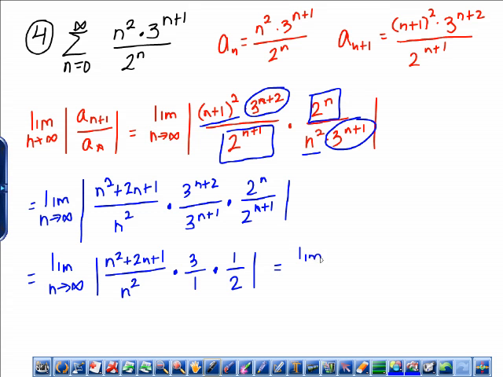Alright, and if you want, you could go ahead and even write this one more time. The limit as n approaches infinity of 3. I'm not going to distribute this through. That's really not going to help me in any way. So I'm not going to do that.